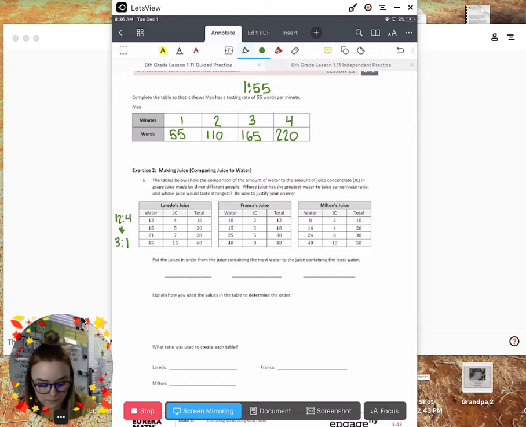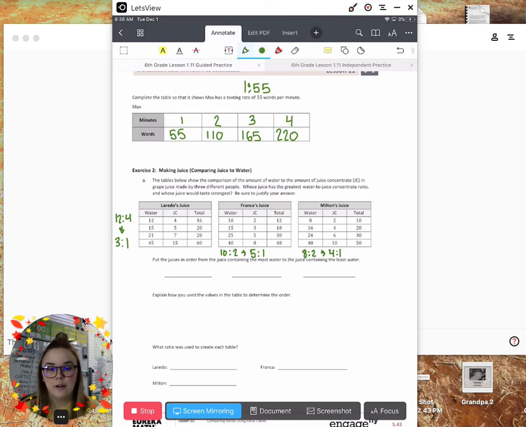Franca, we can do 10 to 2. Both of those are divisible by 2. We divide 10 by 2 and get 5, and 2 by 2 and get 1. So for every 5 cups of water, she has 1 cup of juice. And Milton can look at 8 to 2. Again, both of those are divisible by 2. And 8 divided by 2 gives us 4 and 1. So for every 4 cups of water, he has 1 cup of juice.